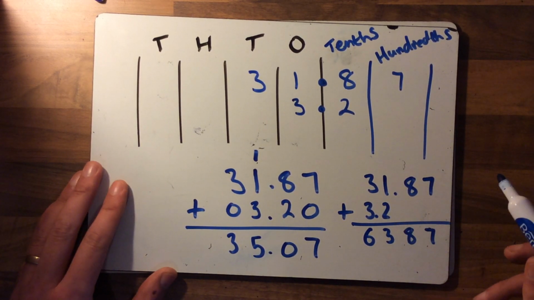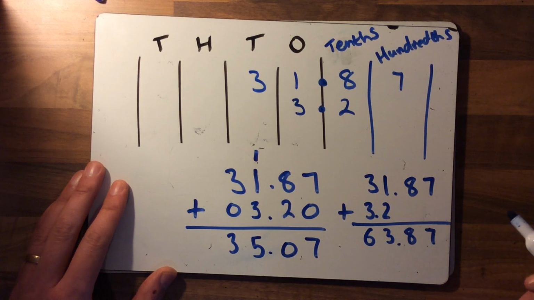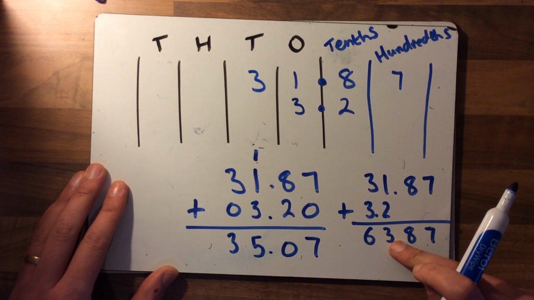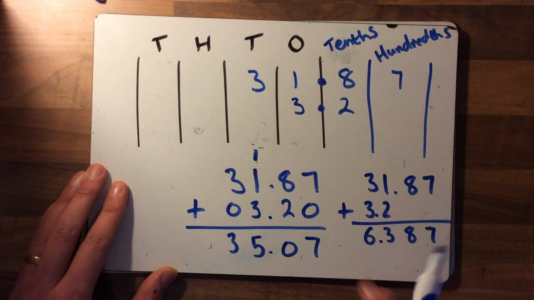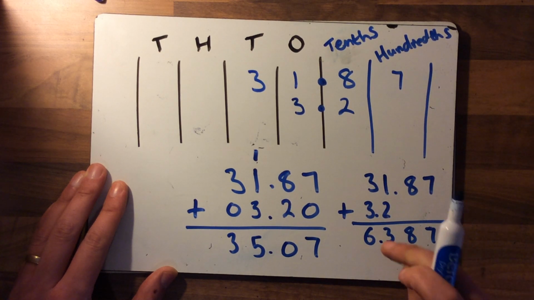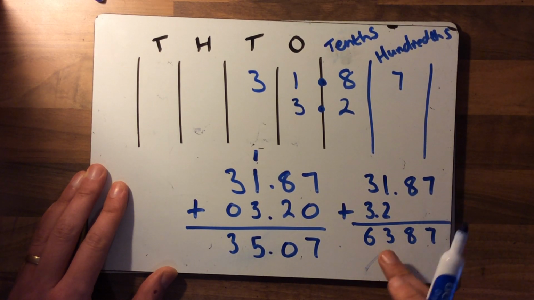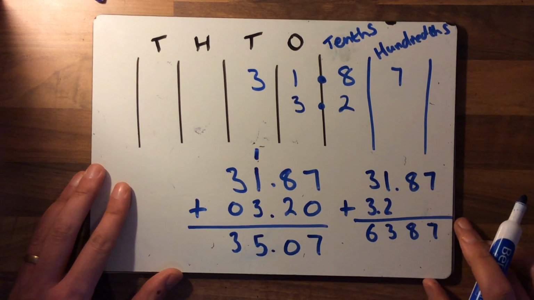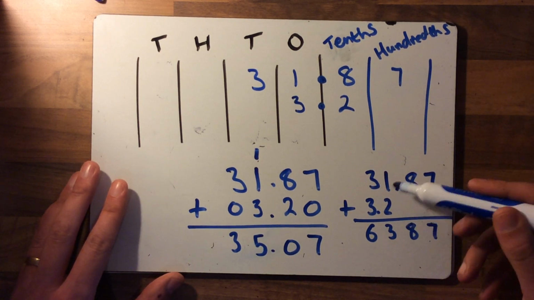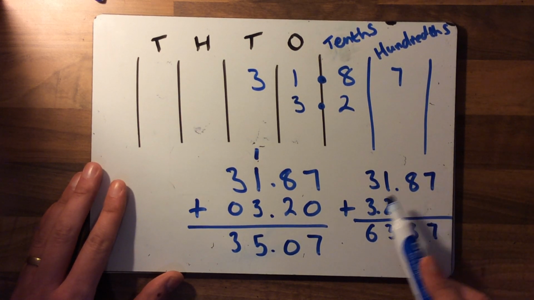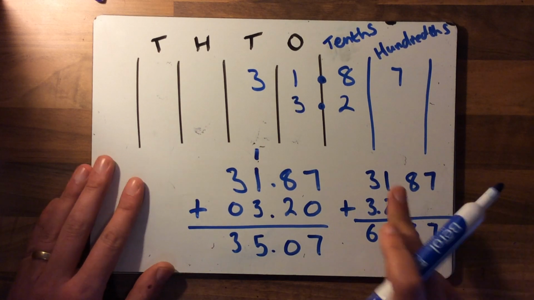Where do we put the decimal point? Do I line it up with this one to get 63.87? It's still wrong. Or do I put it here, 6.387? It's still wrong. It doesn't matter where you put it in this calculation, it's wrong. Even though all the additions are correct, they weren't lined up in the first place, so we've gone wrong.